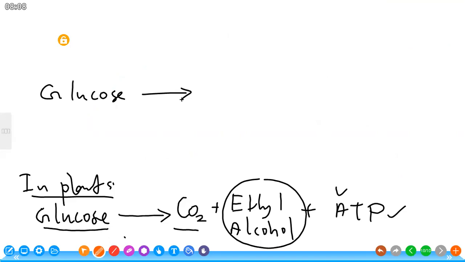The next question: what is lactic acid fermentation? Lactic acid fermentation means anaerobic respiration occurs in animals, and lactic acid is produced. You may write the relevant equation also: glucose converts to lactic acid plus ATP. That is called lactic acid fermentation.